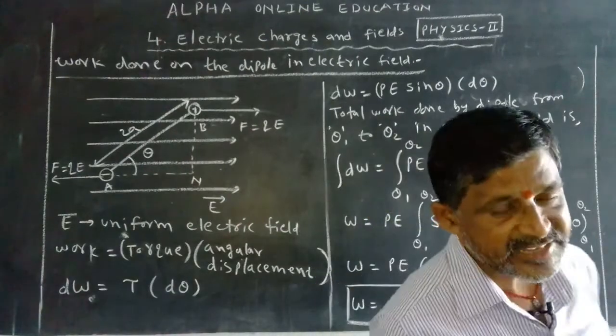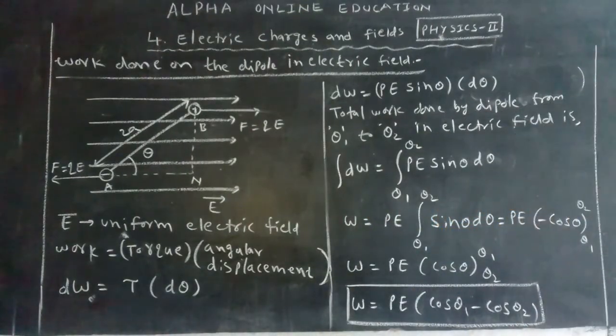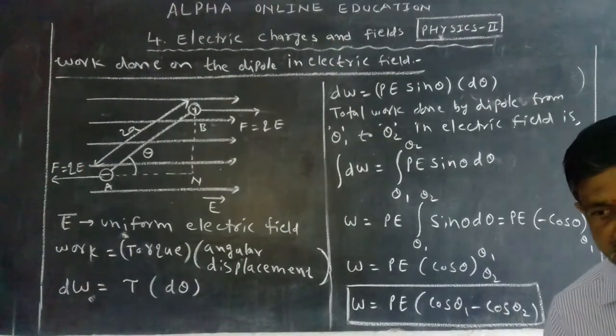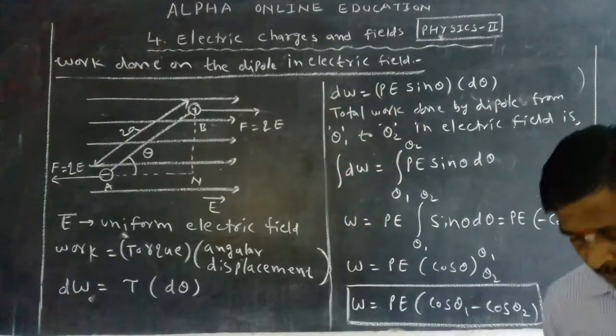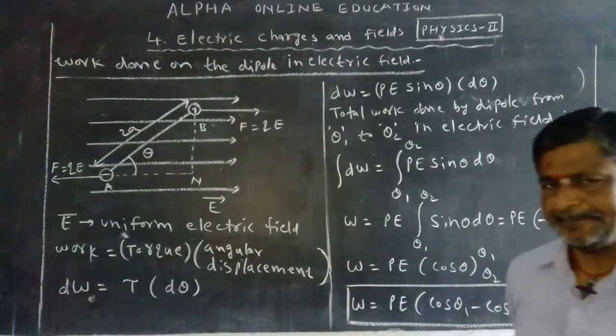In the previous class, before this, what we have studied: torque acts on a dipole in the electric field. Means the dipole is taken in the electric field, and torque acts. Means two forces act in opposite directions and bring the dipole into deflection or rotatory motion. Means the dipole comes into deflection like this. Same diagram we want to draw here.